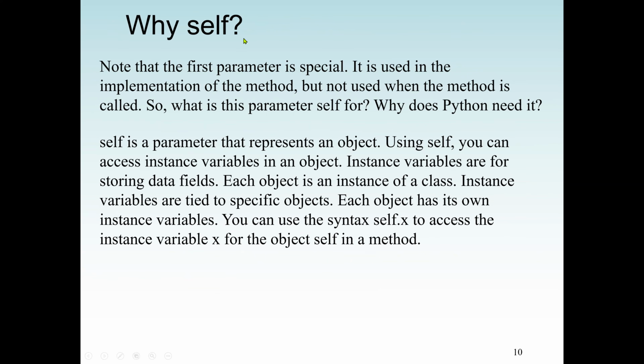So the question is why we use self. We should know that the first parameter is special, and it is used in the implementation of the method, but not used when the method is called. So what is self for? Why does Python need it? Now, self is a parameter that represents an object. So using self, you can access instance variables in an object. Instance variables are for storing data fields. Each object is an instance of a class, and instance variables are tied to specific objects, so each object has its own instance variables. You can use the syntax self.x to access the instance variable x for the object self in a method.